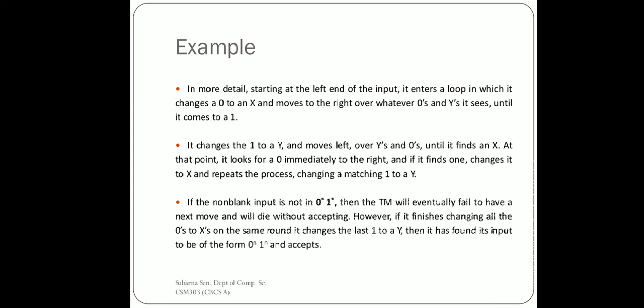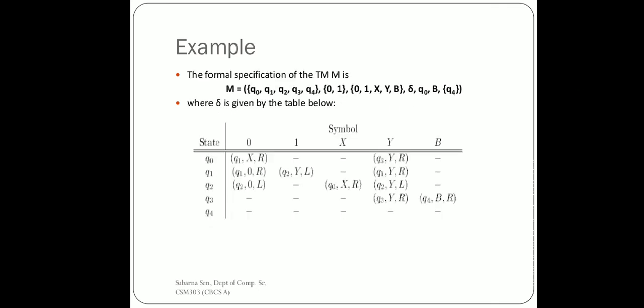So if the non-blank input is not 0 followed by 1, meaning all the zeros have been converted to x and all the ones have been converted to y, that means it has the same number of zeros and ones, so it will accept, otherwise it will not. Okay, now let us see it in the form of this transition table, and in the later slides we are going to explain each and every transition individually.